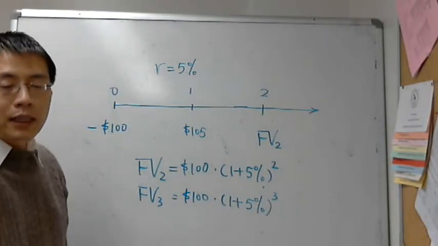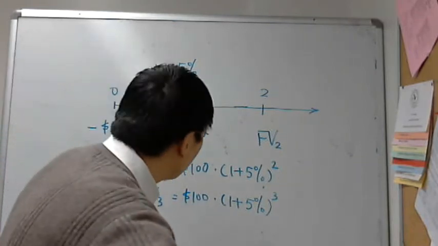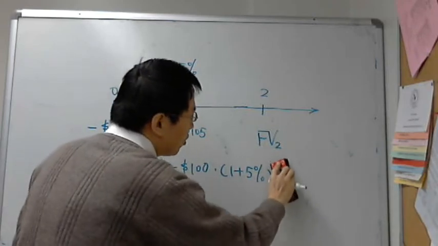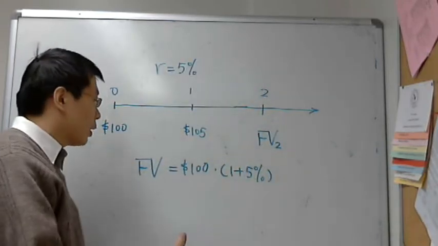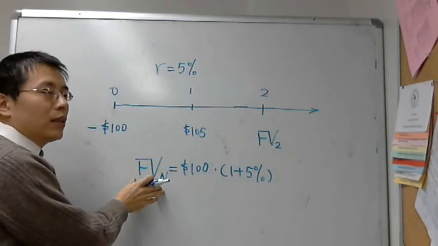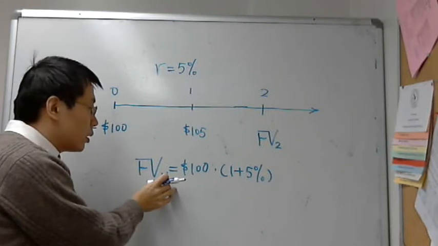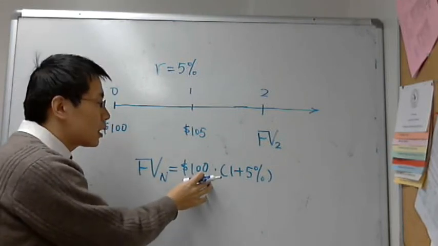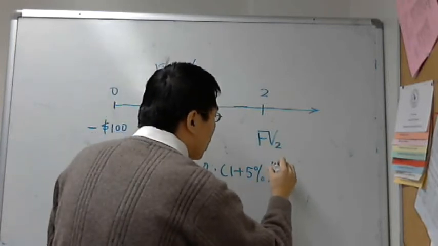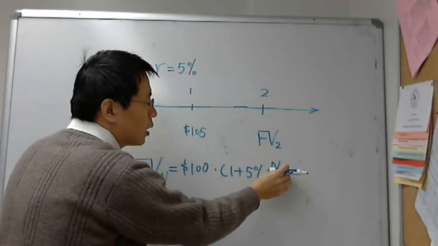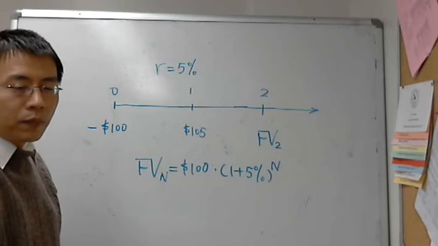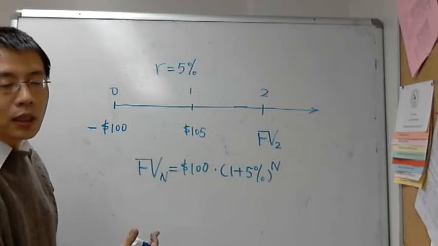Now we can extend it even further. Suppose we are going to save the $100 for n periods. What's the future value by the nth period? It should be the initial $100 times 1 plus the period interest rate, raised to the power of n. So that represents the number of investment periods.